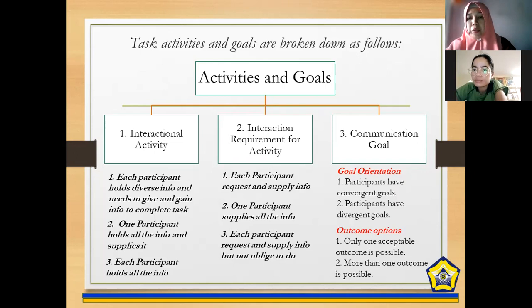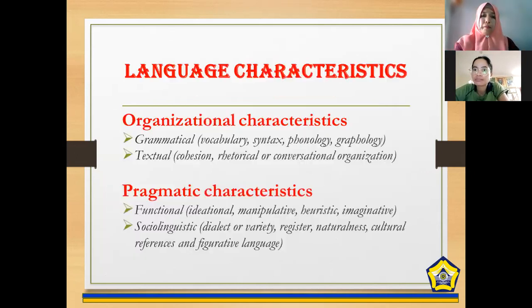In communication goals, the goal orientation: the first one is that participants have convergent goals, and the second one is that participants have divergent goals. And then the outcome options from the communication goal are: 1, only one acceptable outcome is possible, and 2, more than one outcome is possible.